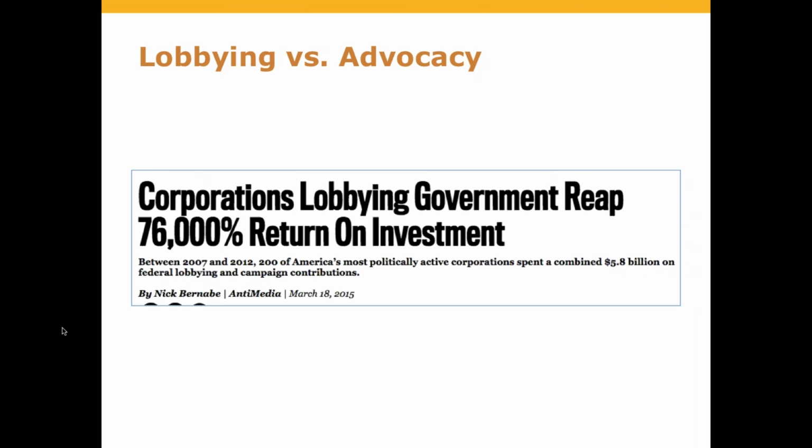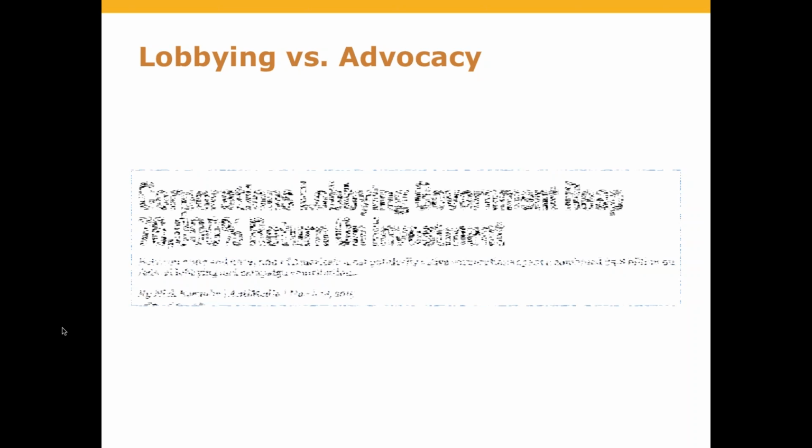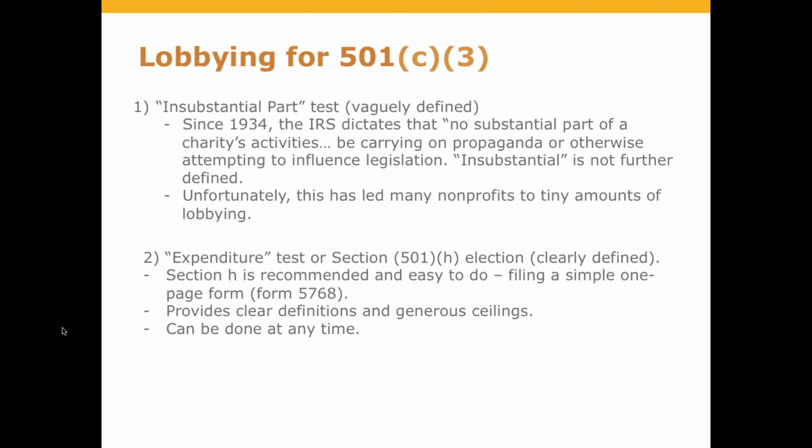To kind of already start getting into the nitty-gritty, the IRS offers 2 ways to measure lobbying efforts. One is very, very clear. The other is remarkably, almost stunningly unclear. I'll go with the unclear version first, and you can see it here as number 1. 501c3 organizations are only allowed insubstantial lobbying, but the IRS has never quite defined what that means.